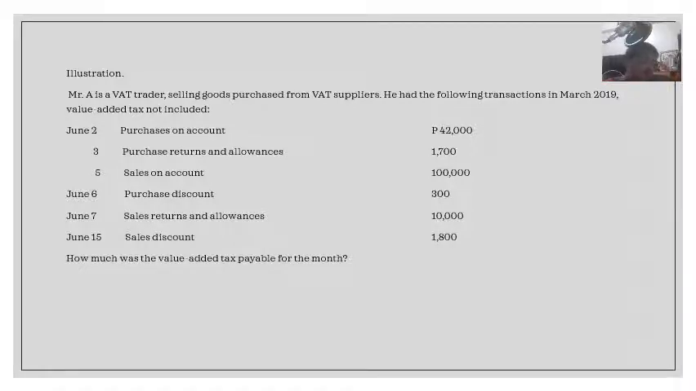So, kunin na natin yung VAT payable. Yung 12% mo na output tax kanina is 10,584 and 4,800 yung iyong input tax. So, ang difference ay 5,784 na VAT payable.